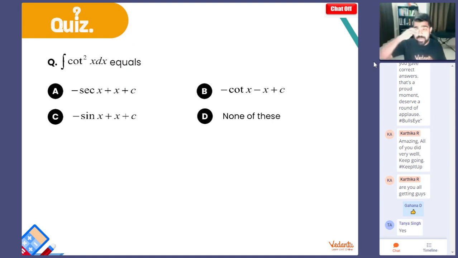Come on, guys. Quick, quick, quick. I want you to be ultra fast. Cot square x. Is there a direct formula for that? No. I did not give you any direct formula for that. Then how do you solve it? Think. So people, I'll give you 30 seconds, after which I'm going to start the time.